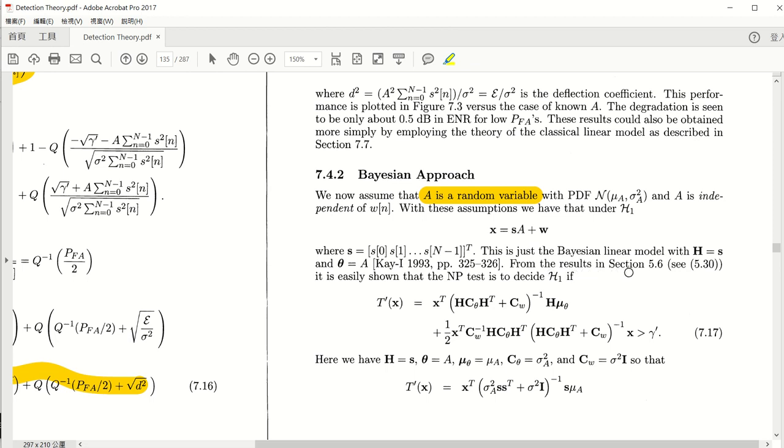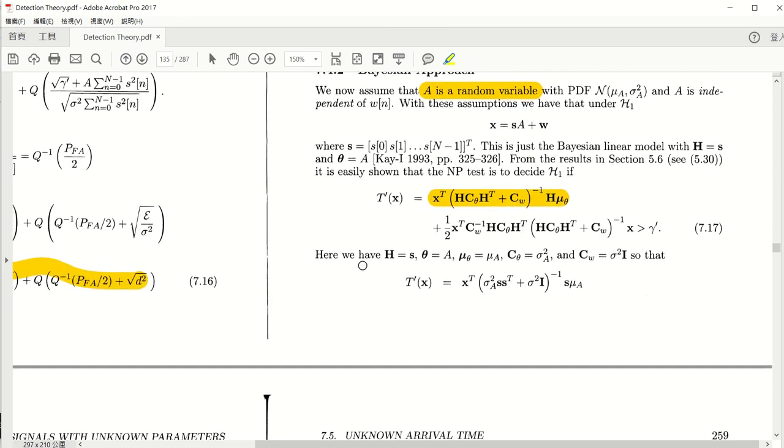From the results of section 5.6, we know that the NP test decides H1 if T prime of x is something like this, larger than gamma prime. Recall 5.6. So here we have H equal to s, theta equal to A, mu theta equal to mu A, and so on and so forth. So we simplify it a little bit, and we have a test statistic, something like this.